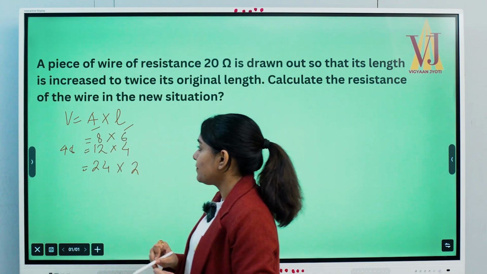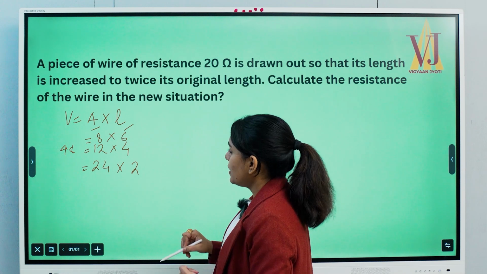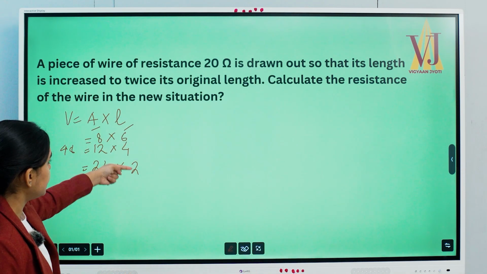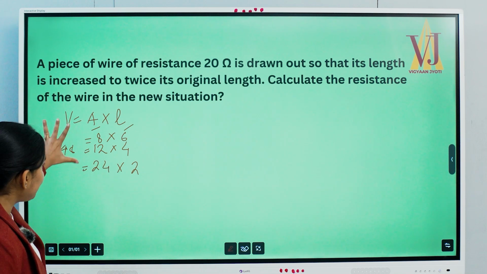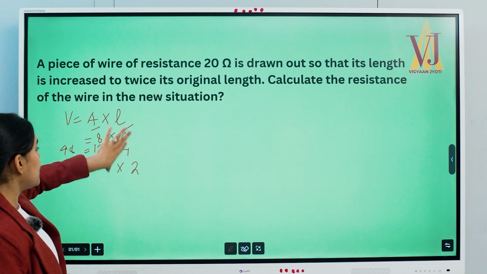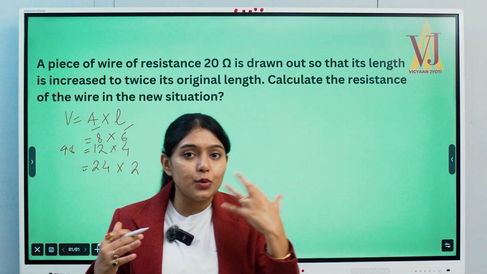Clear? Understood? Fine. See, this is increasing, this is decreasing. So that means we can have a fixed volume. Now you can design your own wire, whether you want to make it 8/6, 12/4, 24/2. Did you understand? Did you get the idea?